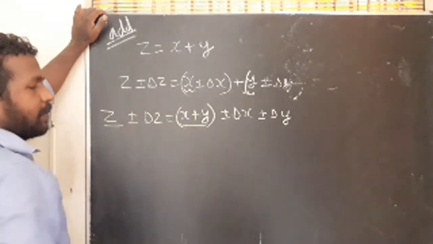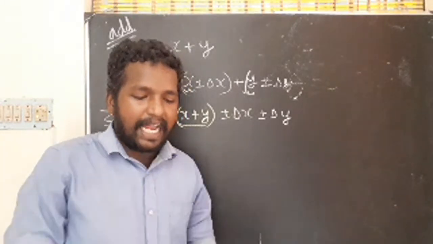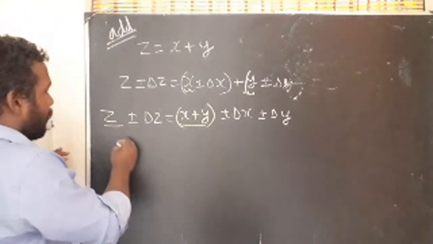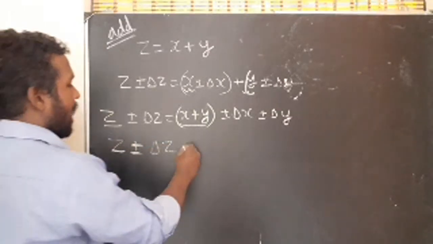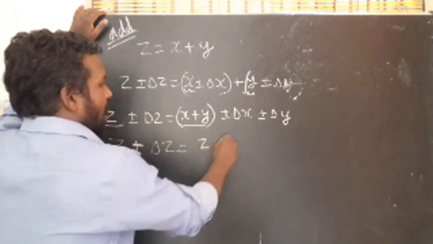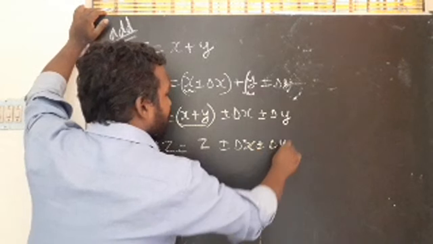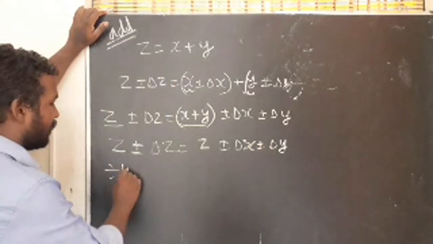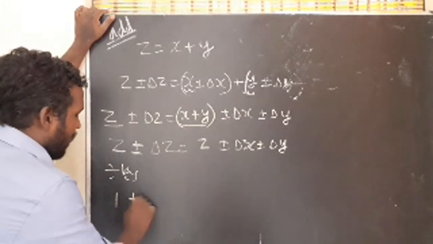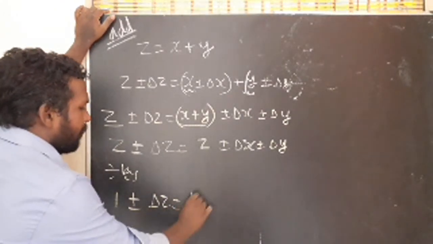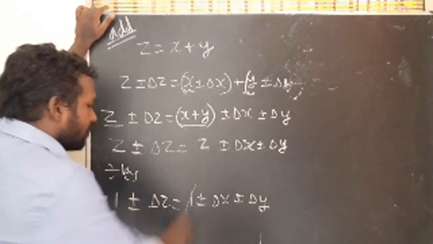If you divide the total equation by z, that will get cancelled. So see here what I am going to do. It is going to be z plus or minus del z, and this is going to be z plus or minus del x, plus or minus del y. The whole equation divided by z, so what I got is 1 plus or minus del z over z, which is 1 plus or minus del x, plus or minus del y. So this one will cancel.